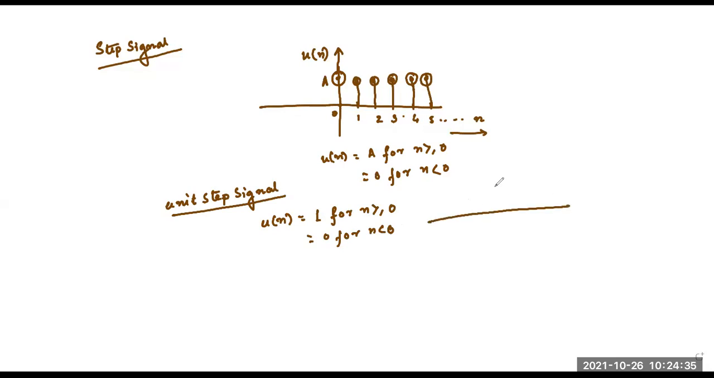So that time the graph will be the same, only the value will be changed, and it will look like this. All at the unitary value, and at -1, -2 it is 0. There we know that. This is represented as u. So this is the unit step signal.